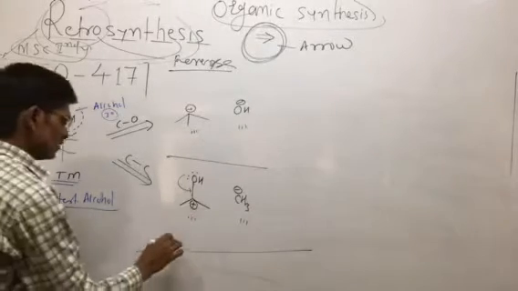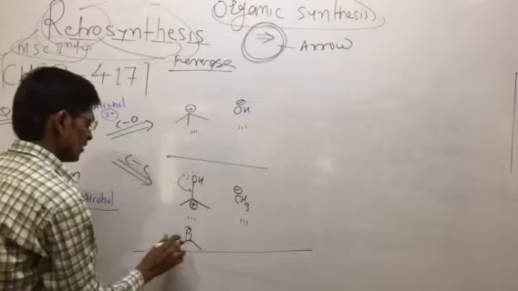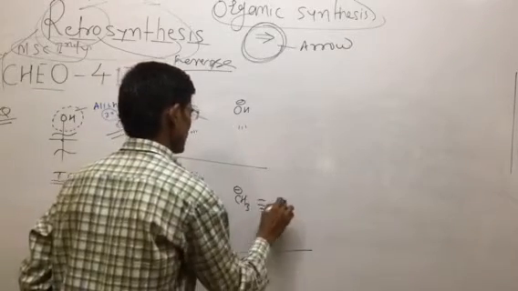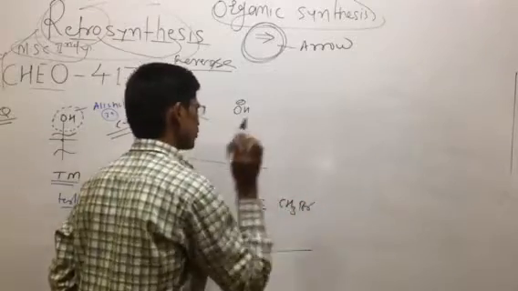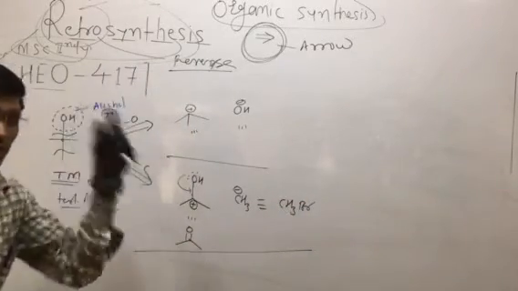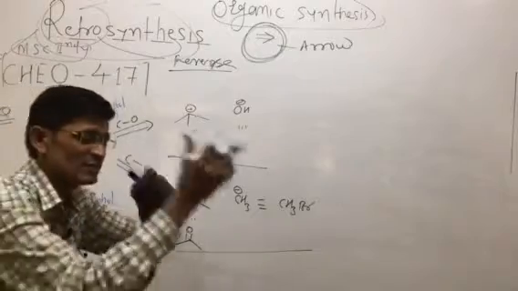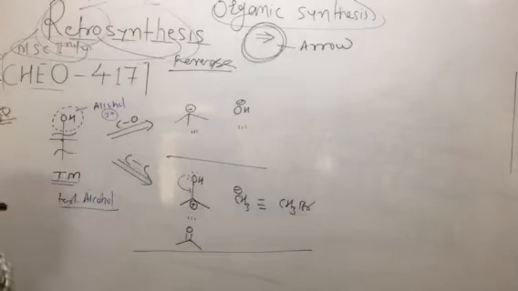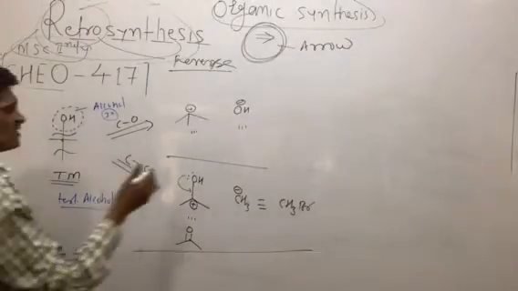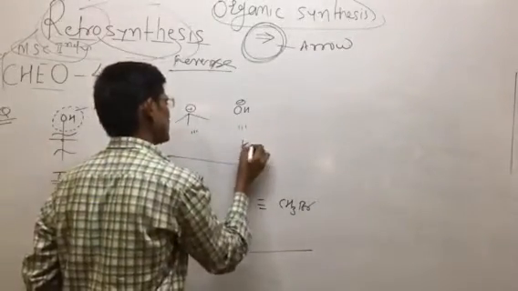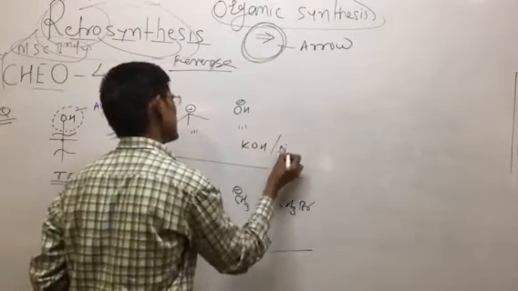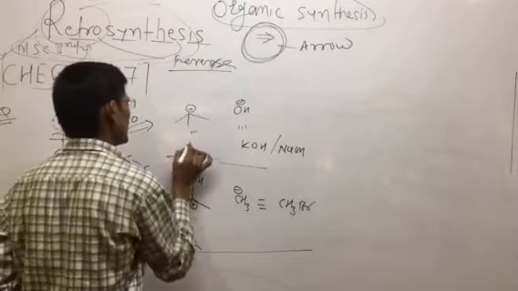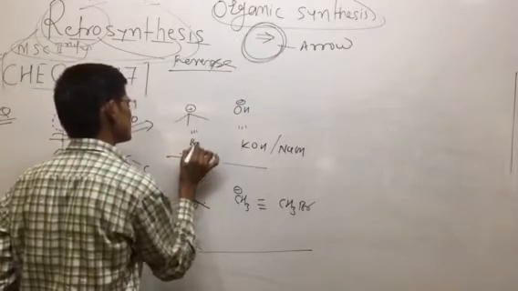So this equivalent is CH3-C=O-CH3, that is acetone, and this equivalent is CH3Br, methyl bromide. Again, in our mind, this plan of the synthesis, the designing of the synthesis, is called retrosynthesis. Here the hydroxy ion, we can use potassium hydroxide or sodium hydroxide. The synthetic equivalent, again, we can take tertiary butyl bromide.